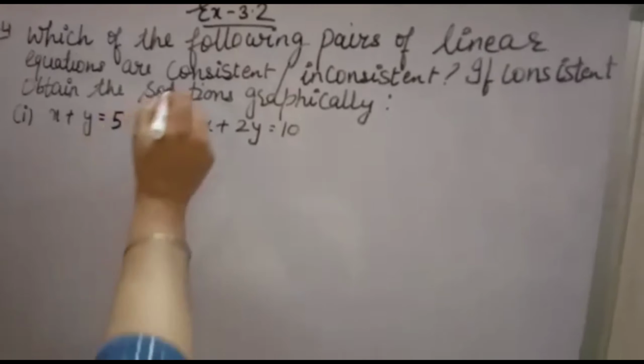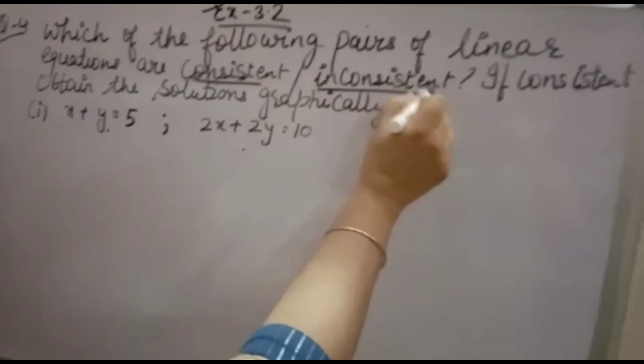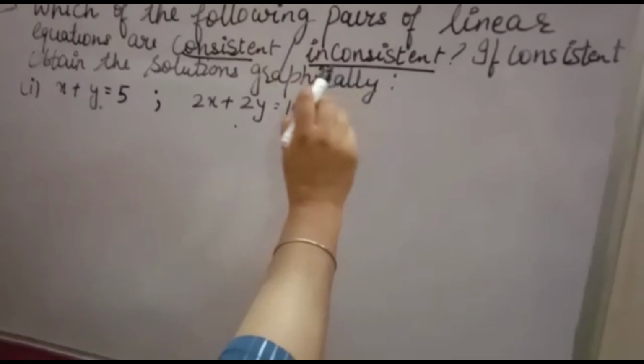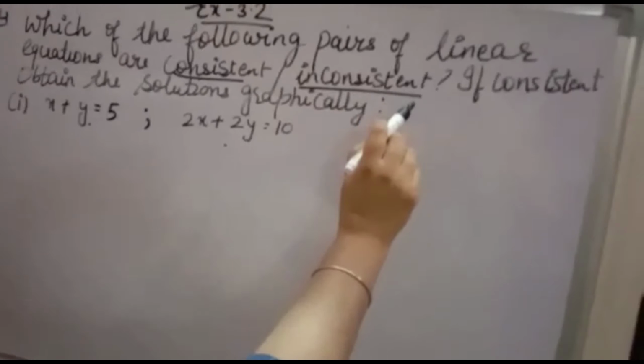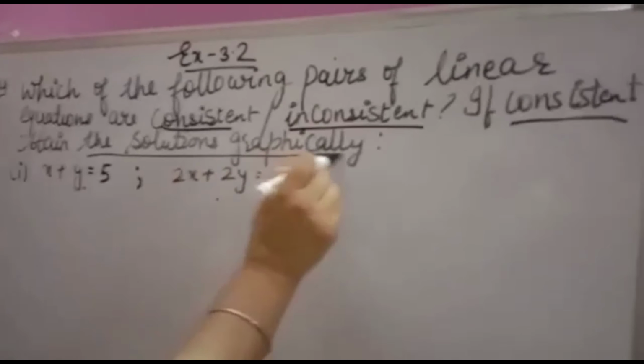Firstly, you have to check whether the pair of linear equations is consistent or inconsistent. If they are coming inconsistent, you will stop there, no need to solve further. If it is coming consistent, you have to obtain the solution graphically.